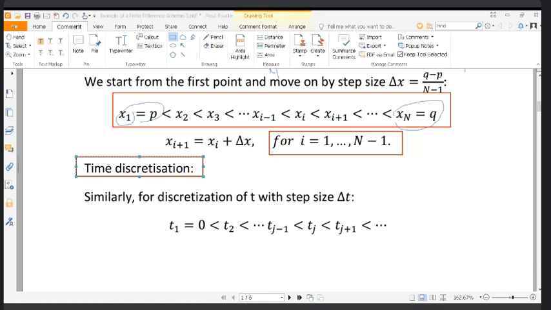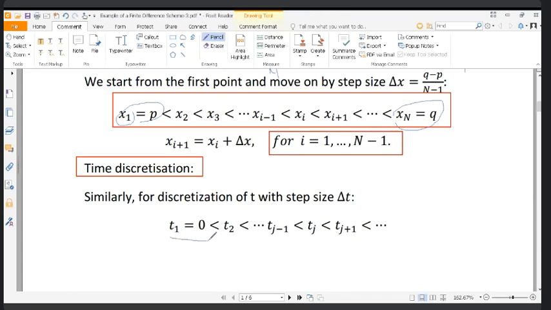Let me continue. Okay, we are going to discretize time. For time discretization, we have, similarly to spatial discretization, T1 equal to 0.